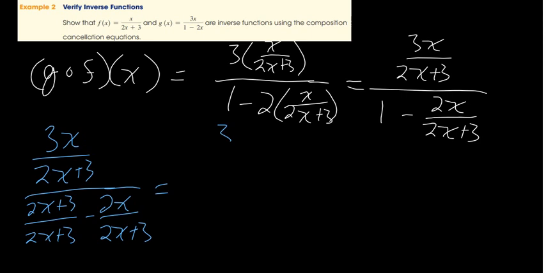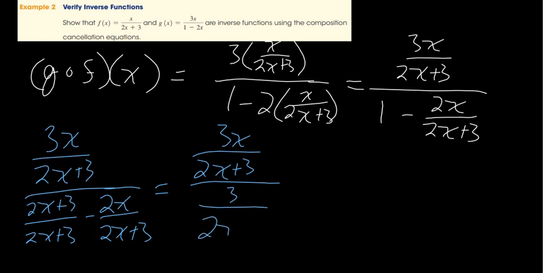My numerator becomes 3x over 2x plus 3. And then my denominator, same as before, it looks like I can go ahead and cancel my 2x's, right? This is 2x plus 3 minus 2x. So the 2x's cancel, and we're going to end up with a 3 in the numerator over 2x plus 3. And we know this is, let's do this, I'll write it with the division sign.